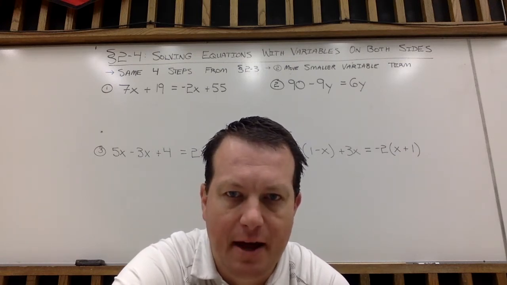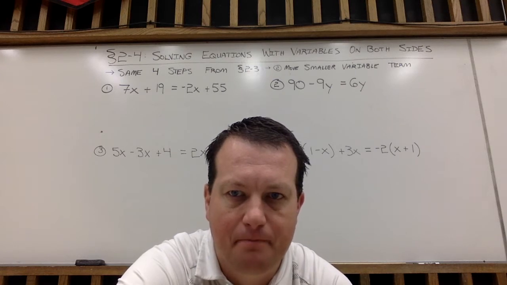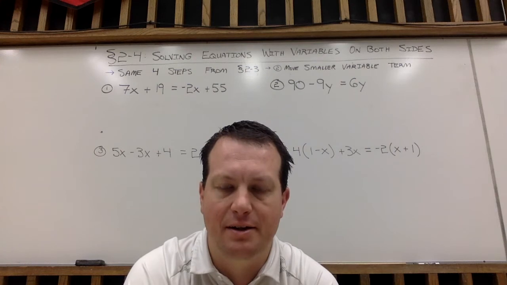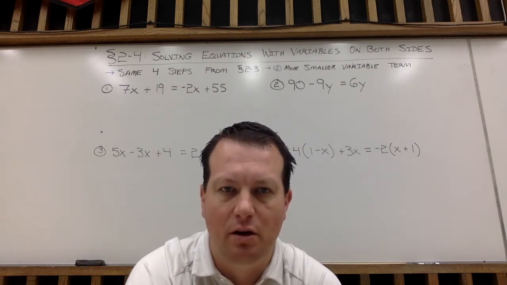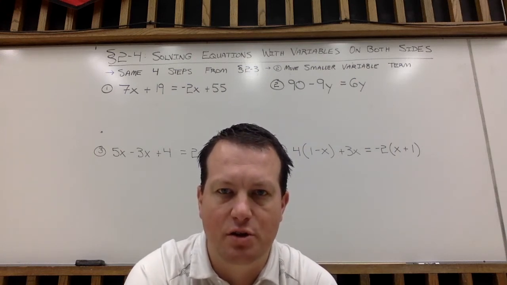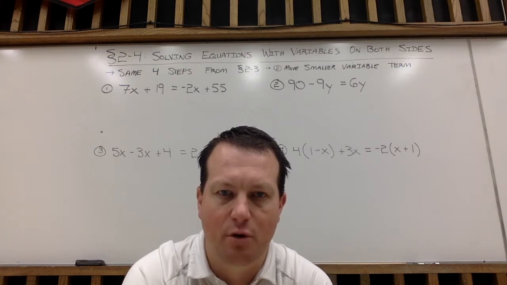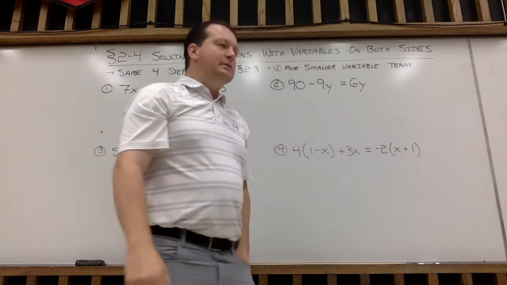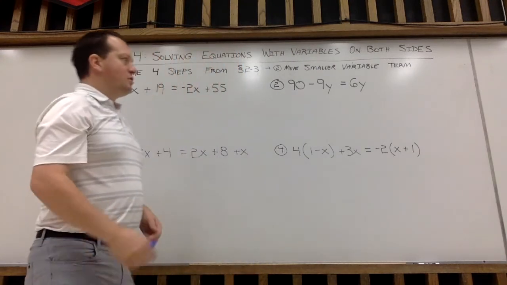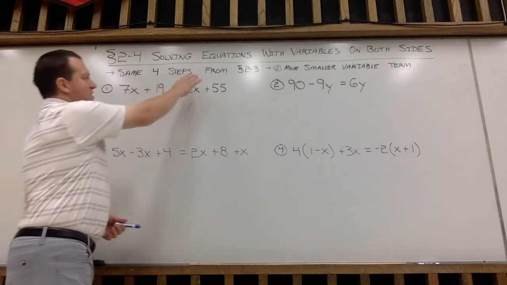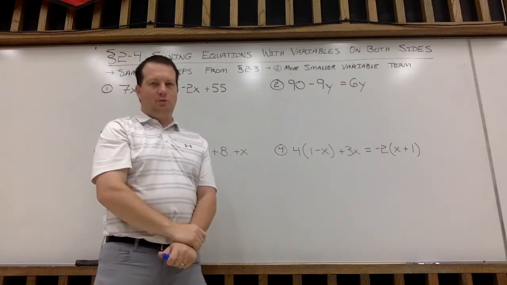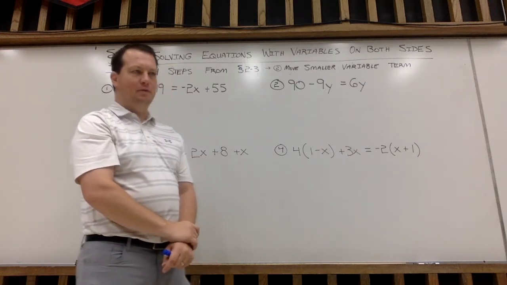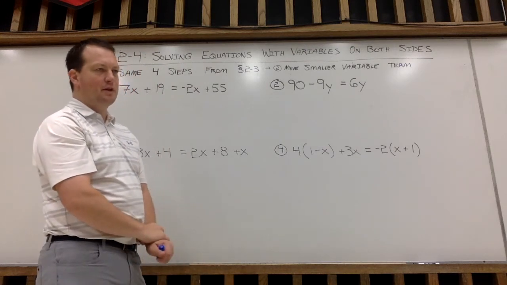We're going to look today at a section that requires a lot of discipline and attention to detail. We're going to look at solving equations in which I have variable terms on both the left and the right side of the equation. So, I am going to use the same four steps as I did from section 2-3, so I'm not going to waste your time writing all those up here, reading through them. You can look back to the section 3 notes.